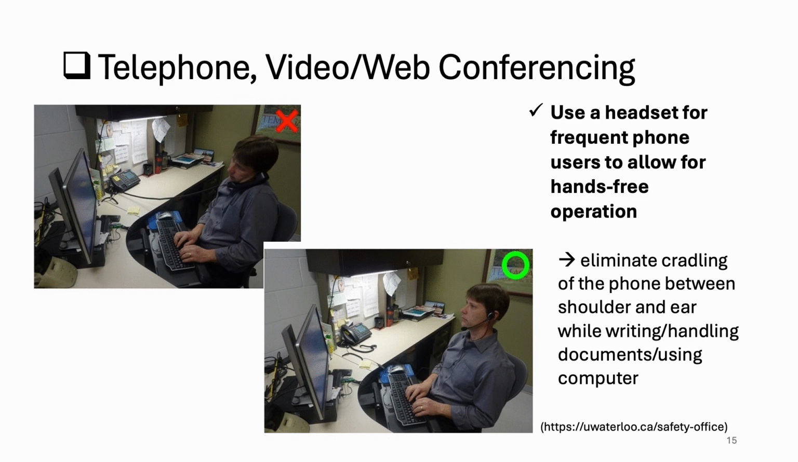Next, if there are telephones, video, or web conferencing appliances used in the computer workstations, some measures can be taken to improve the ergonomics of the workstation. Computer users who frequently use the telephone can use a headset to allow for hands-free operation. This would eliminate cradling of the phone between the shoulder and the ear while writing and handling documents or using the computer, and this will avoid awkward postures.